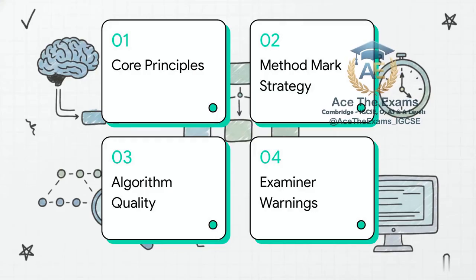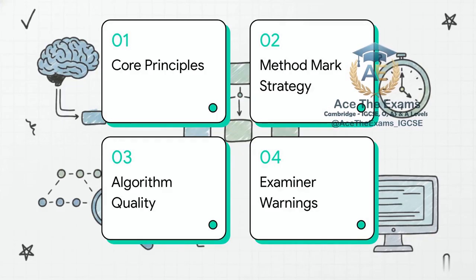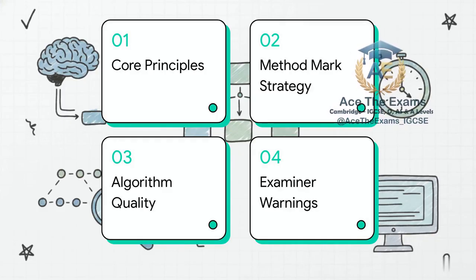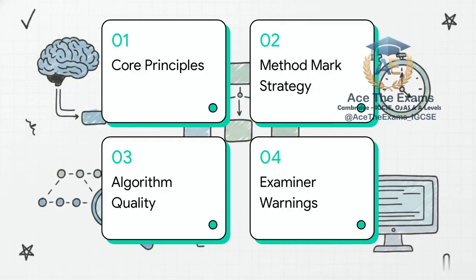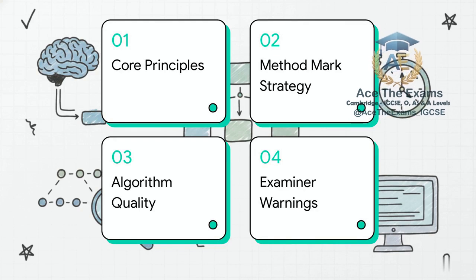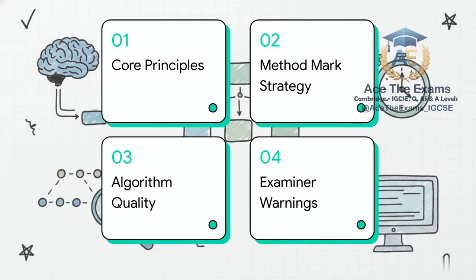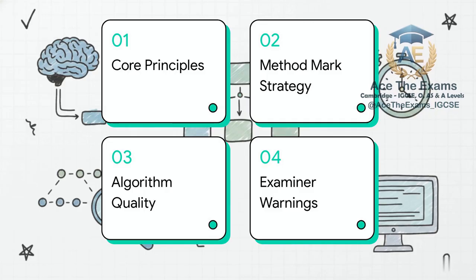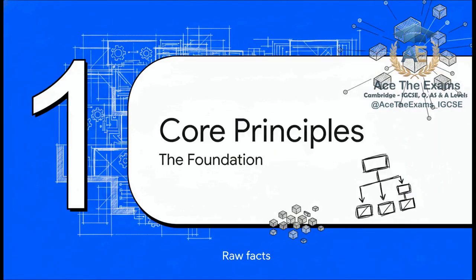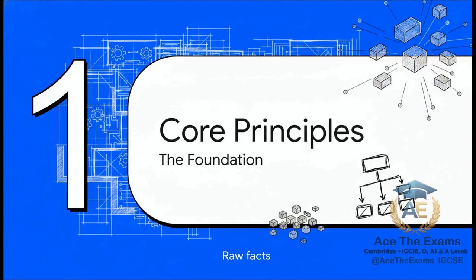Here's our roadmap for today's session. Phase 1, the foundation and core principles. Phase 2, the method mark strategy. Phase 3, evaluating algorithm quality. And finally, Phase 4, top examiner warnings pulled straight from the official Cambridge reports. Let's get right into it. Part 1. The foundation and core principles.